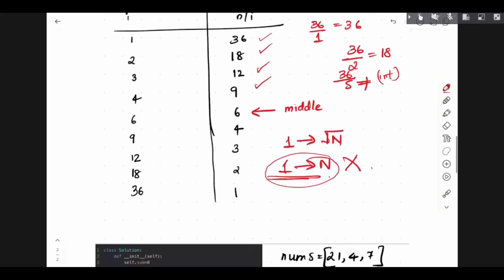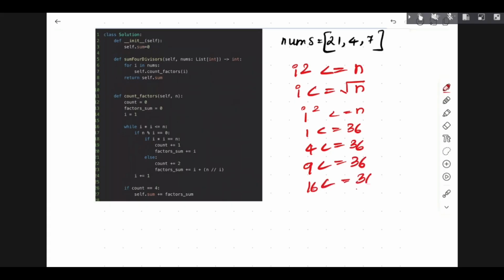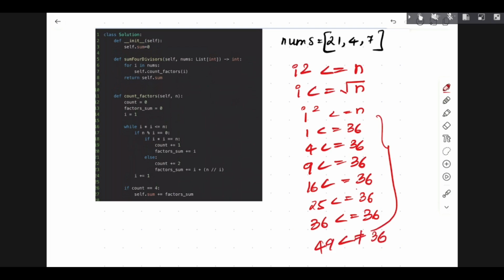I'll take this example of 36. For 36, first i square is less than or equal to n, right? So that is 1 less than or equal to 36, 4 less than or equal to 36, 9 less than or equal to 36, 16 less than or equal to 36, 25 less than or equal to 36, 36 less than or equal to 36. So only these many times. After that it's 49, and 49 is not less than or equal to 36. So it's only running 6 times.